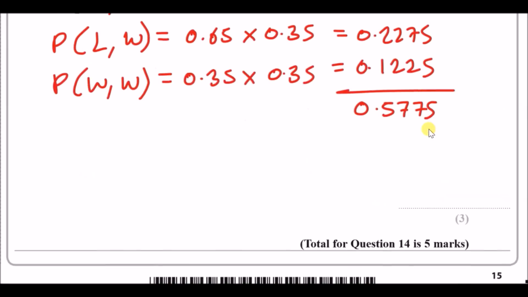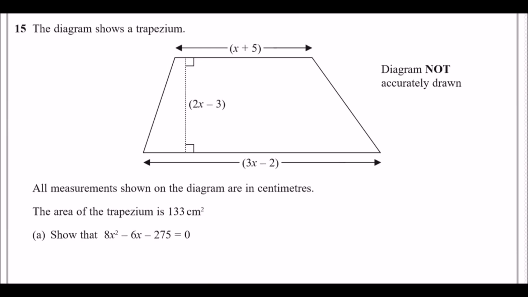That's literally done. Okay, number 15. So the diagram shows a trapezium. We're actually given the area of the trapezium formula in the front of the booklet. And the formula is something like half times a plus b times the vertical height. A and b represent the parallel lines, and this is the vertical height. So we have all the pieces of information here.